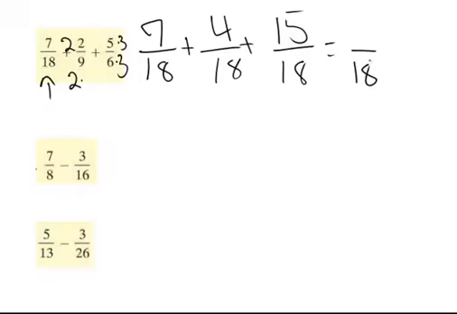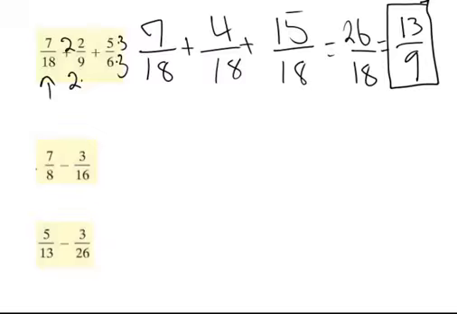Okay, now I'm going to go ahead and add my numbers together. 7 plus 4 is 11. 11 plus 15 should give me 26. Now I can reduce that fraction. I can divide them at least both by 2. And that should give me 13 over 9. And now I'm done.